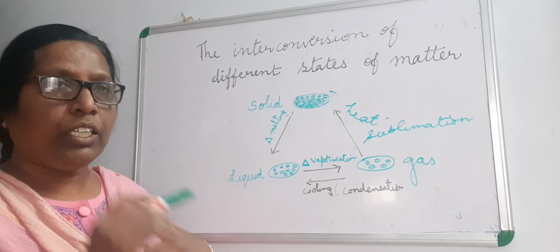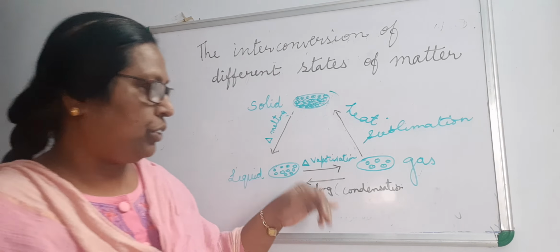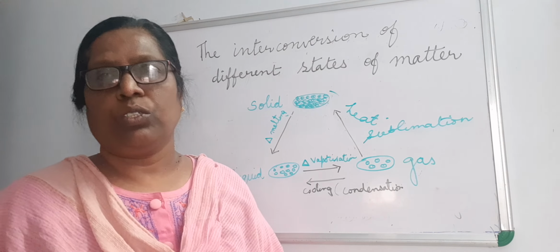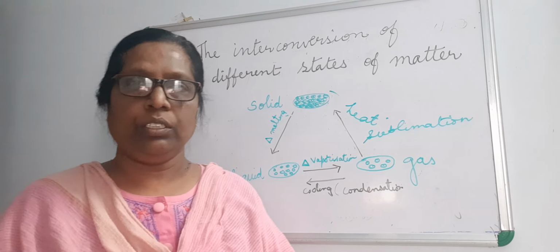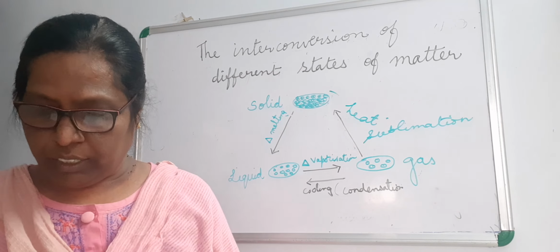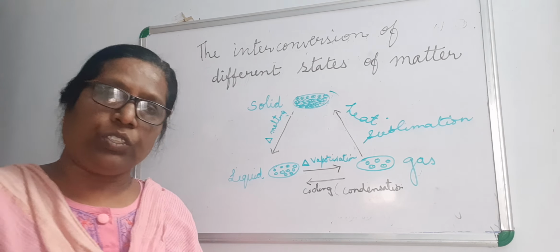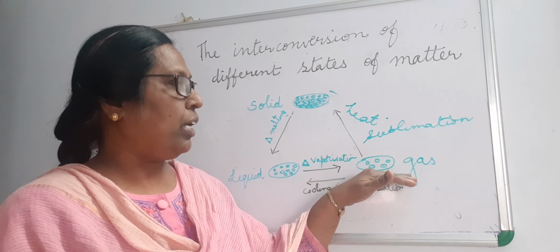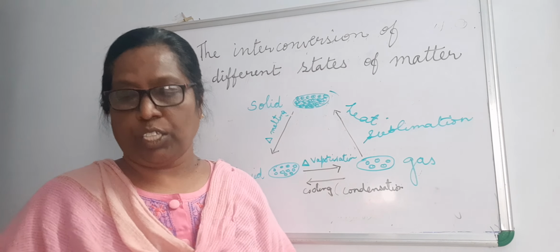So there are interconversions. What are the terms? Melting, vaporization, condensation by cooling, and sublimation. Solidification, condensation, vaporization, melting, freezing, all the terms you should understand. Sublimation is the conversion of solid into vapor without changing into liquid, and the conversion of gas into solid without changing into liquid is again sublimation.